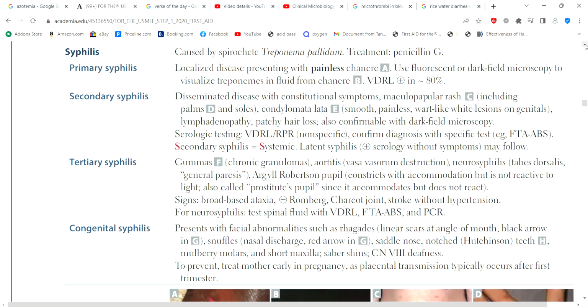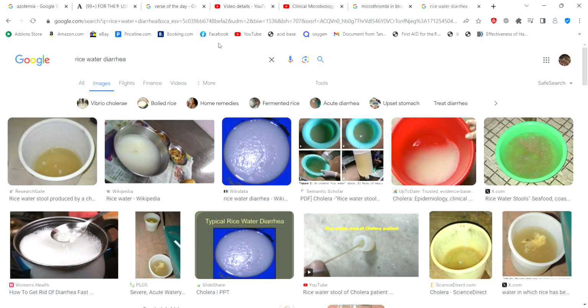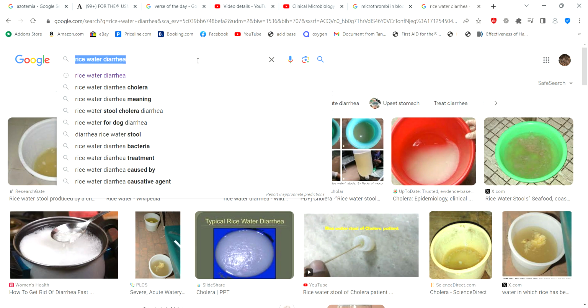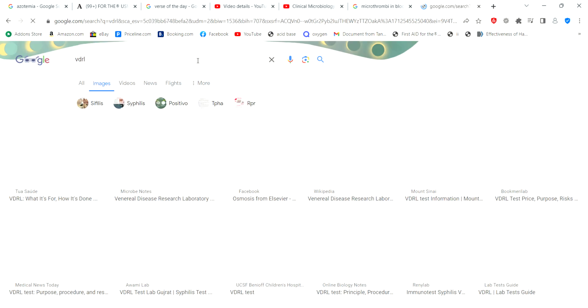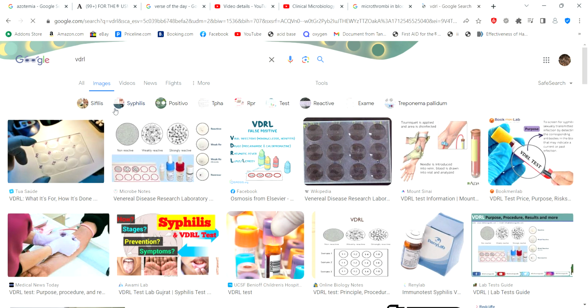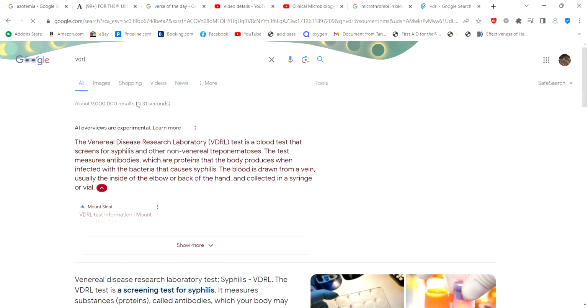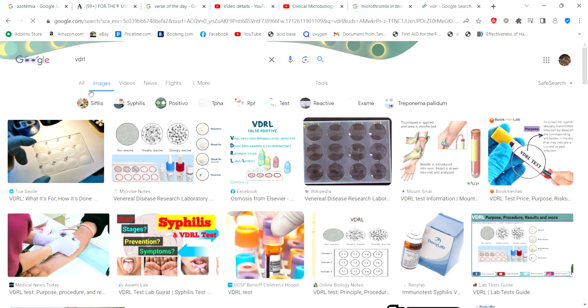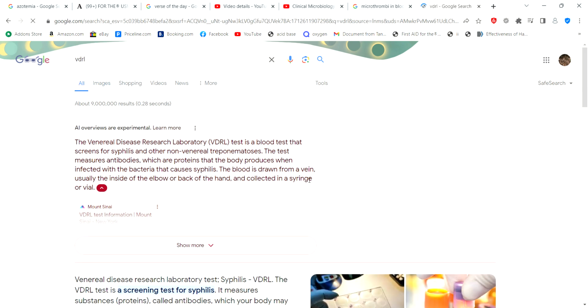And it is VDRL positive in about 80% of the cases. VDRL, remember this, positive in 80% of the cases. What does VDRL stand for? Venereal Disease Research Laboratory test. This is a test that is used for the screening of syphilis.